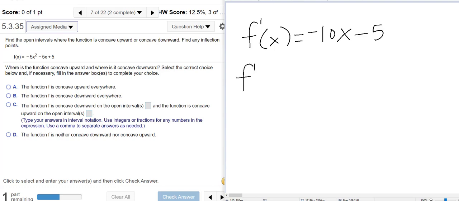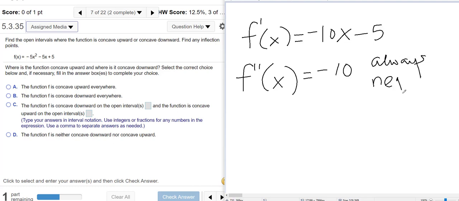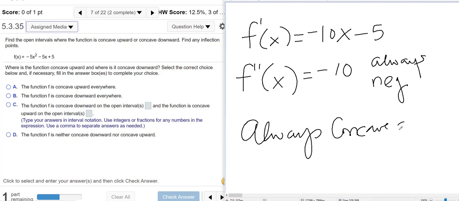The second derivative is going to be negative 10. Now this is always negative. Therefore, this original function is always concave down. So that's from negative infinity to positive infinity, and therefore there are no inflection points.